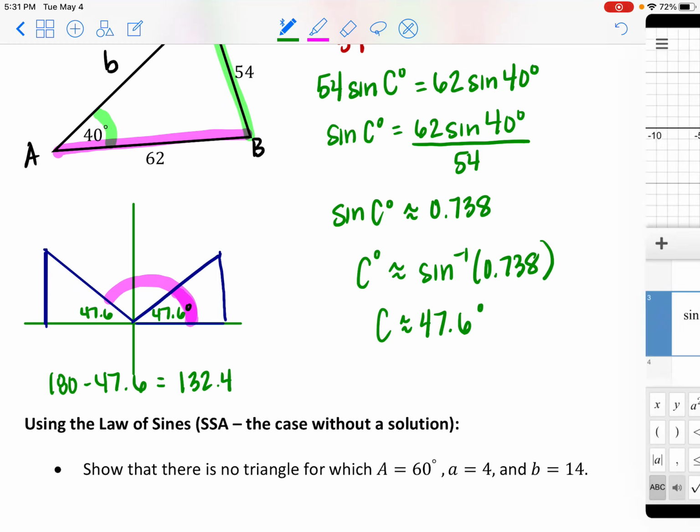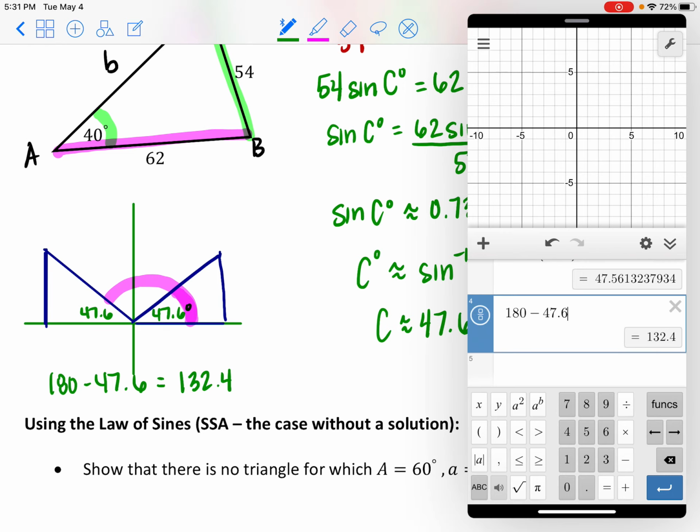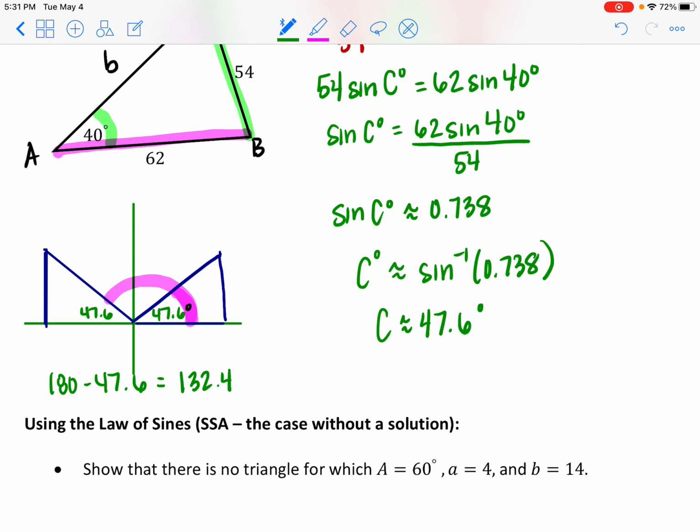Okay, let me just not screw this up. I'm pretty sure I could subtract, but you never know, right? Yeah, 132.4. So there are two possibilities. The sine could be 0.738 at 47 degrees or at 132.4 degrees. These are both possibilities because nothing is telling us which one it is, so we actually have to continue to solve for both.